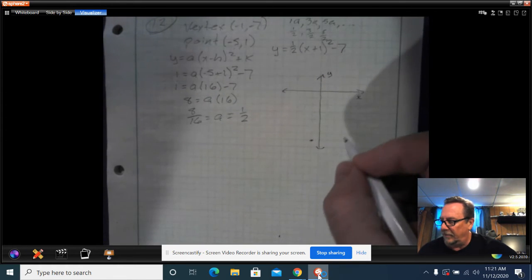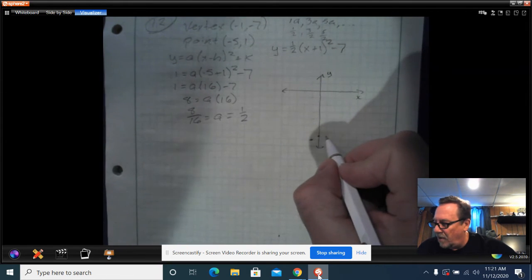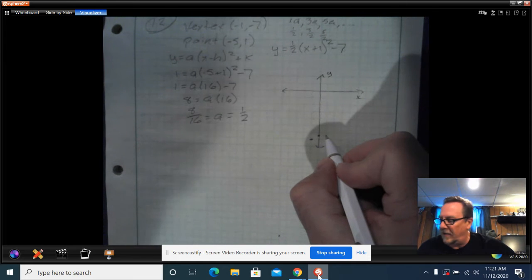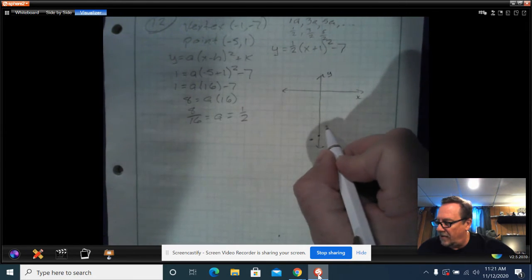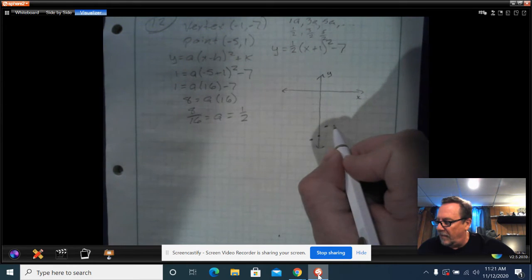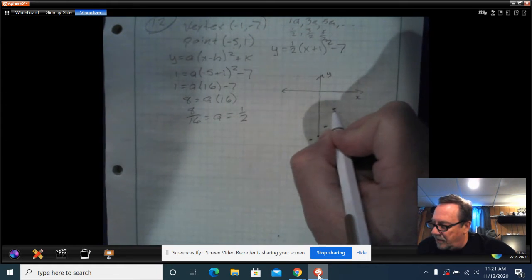So I'm going to go over by 1 and up by just a half. And from there, I'm going to go over by 1, and I'm counting by halves here, right? Say I go up 3 halves. There's 1 half, 2 halves, 3 halves, puts me here. And from there, I'm going to go over by 1 and up by 1 half, 2 halves, 3 halves, 4 halves, 5 halves to put me here.